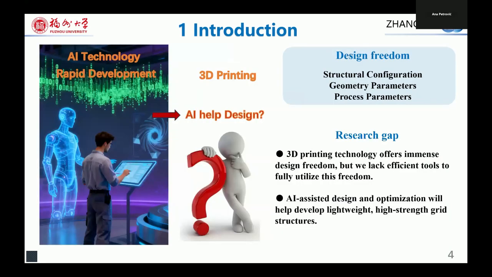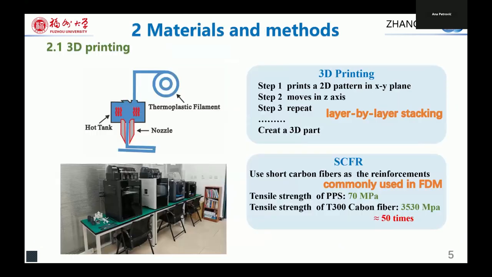And recently, the rapid development of AI technology may help us to design the 3D printing grids. AI-based design and optimization will bring more lightweight and high performance structures. The second part is materials and methods.